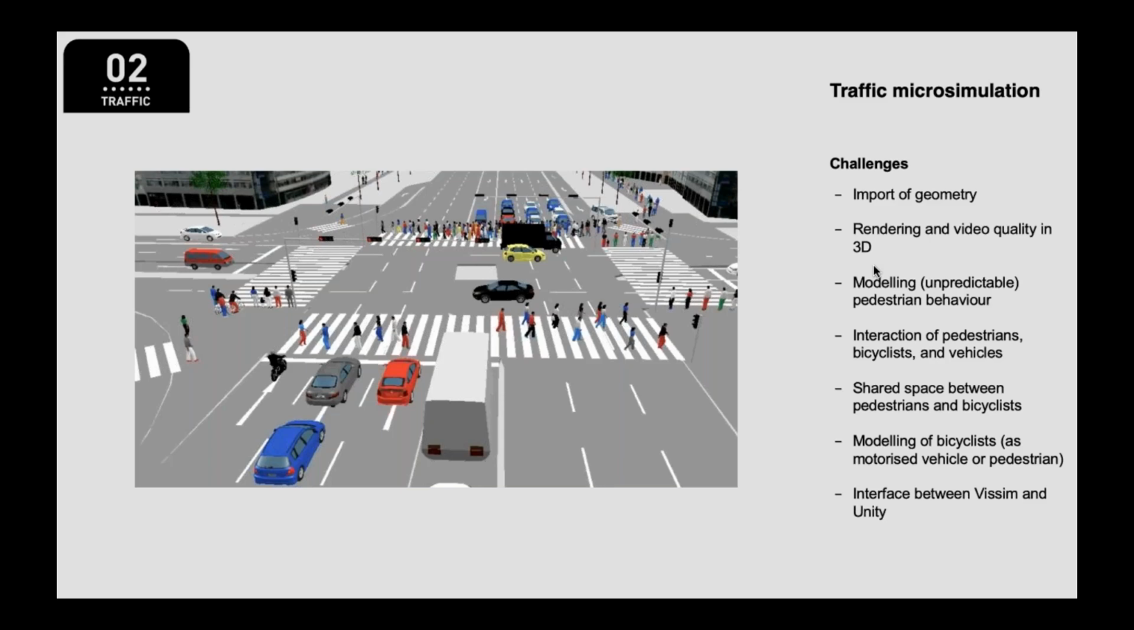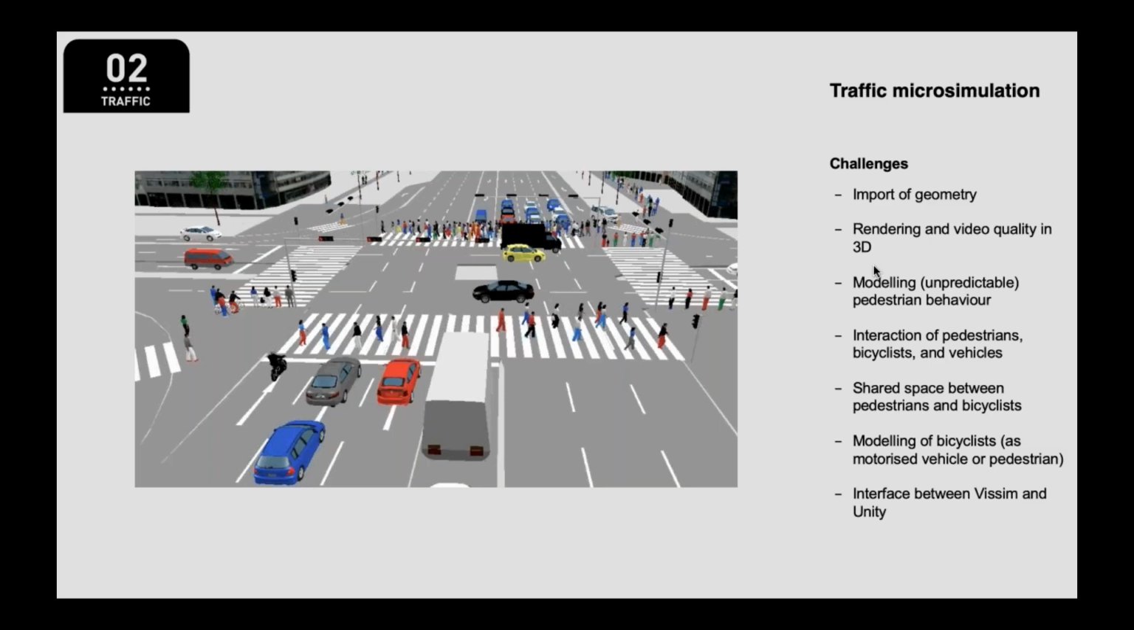We wanted the interaction of pedestrians, bicyclists, and vehicles to be as smooth as possible. Here we had the issue that pedestrians follow the social force model, and the motorized vehicles follow the car-following model, and these two different models do not communicate well in Vissim. So there are some limitations in that regard, but I know that the PTV Vissim team is working on that to enhance it.